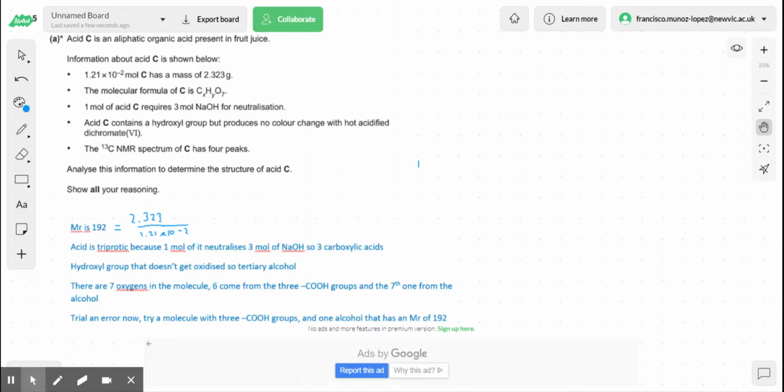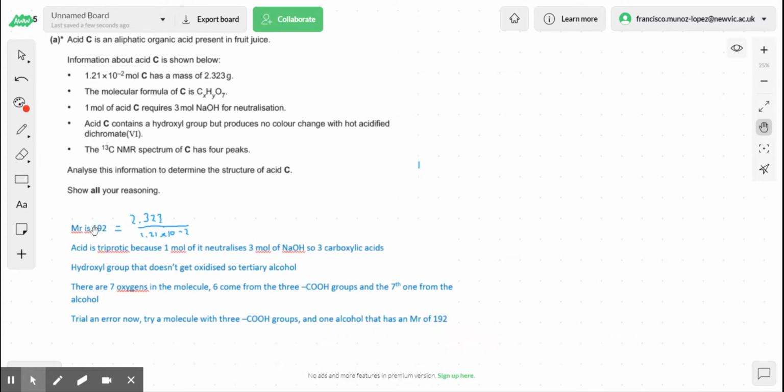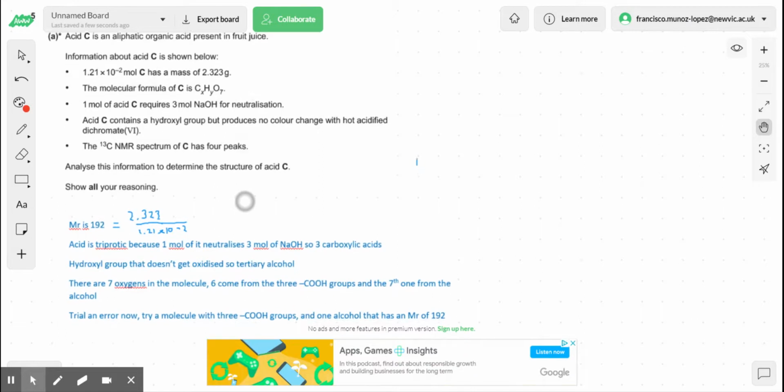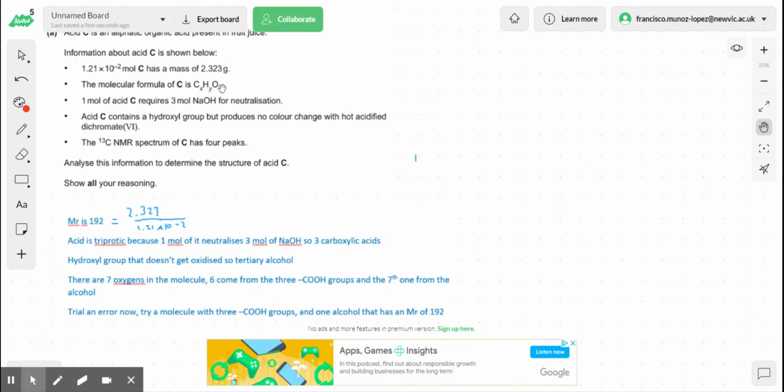The main difficulty of this question is that they give you loads of little bits of information and you have to put them all together at the end. So let's try to do it. They give you information to calculate the MR, so we do it, it's 192, fine. They tell you that you have 7 oxygens, carbon and hydrogens, okay, fine.